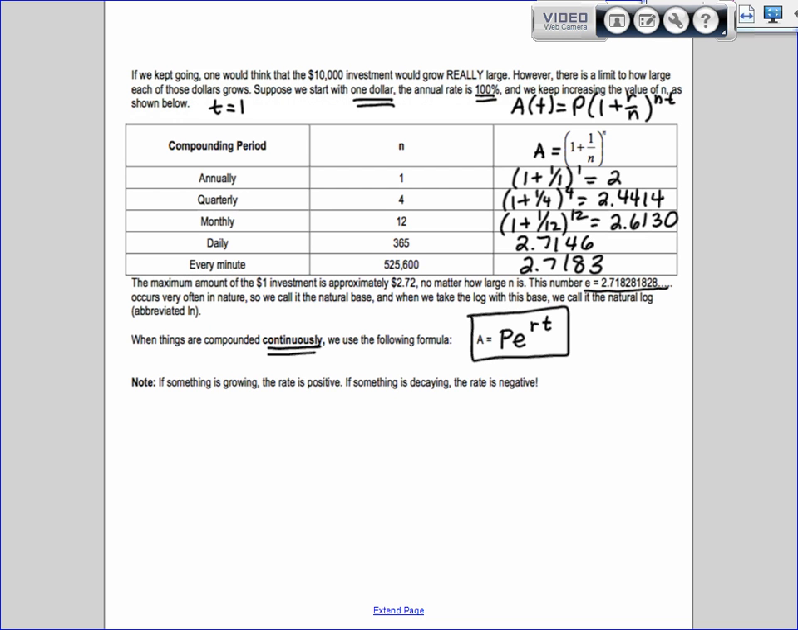All right, so if the rate is positive, something's growing. If the rate is negative, then it's decaying. So we're going to use this for things like carbon-14 dating, right?